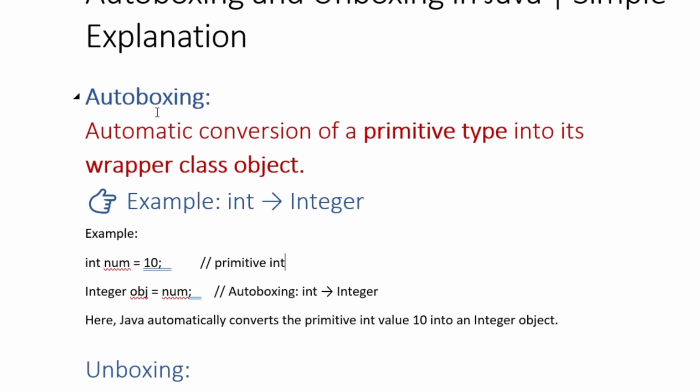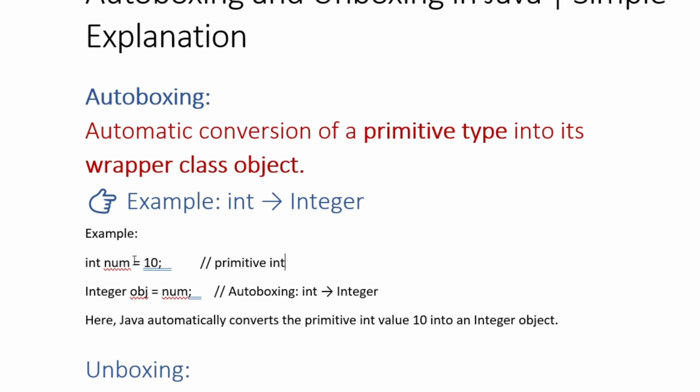What is autoboxing? Automatic conversion of a primitive type into its wrapper class object. Automatic conversion. This is your int. Int is the primitive data type. Integer is the wrapper class. Int converts to an Integer wrapper class object. Int is the primitive data type and Integer is the wrapper class.